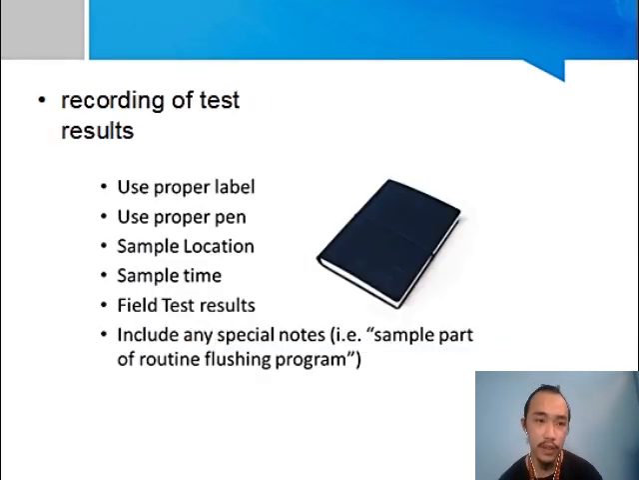So the last one is the recording of test results. In this, you should put proper labeling on the samples, and of course use a proper pen to write the results, such as sample location, sample time, and field test result. Include any special notes if there are any. The results of analysis are of no value if the samples tested are not properly collected and stored. This has important consequences for the sampling regime, sampling procedures, and methods of sample preservation and storage. Make sure to record all the samples carefully with the labels to obtain the results accurately.